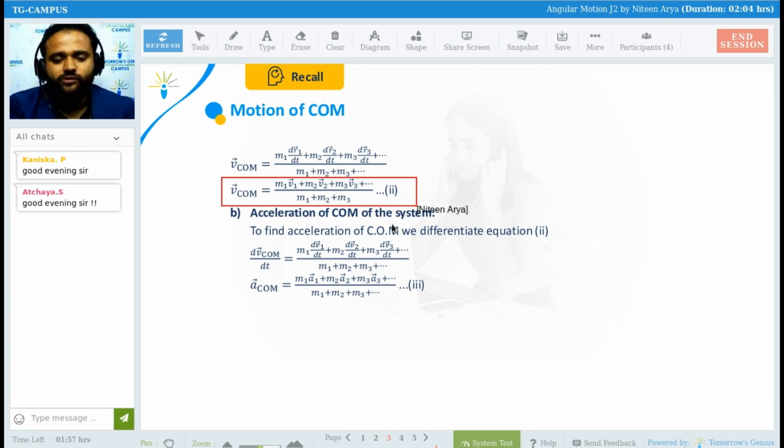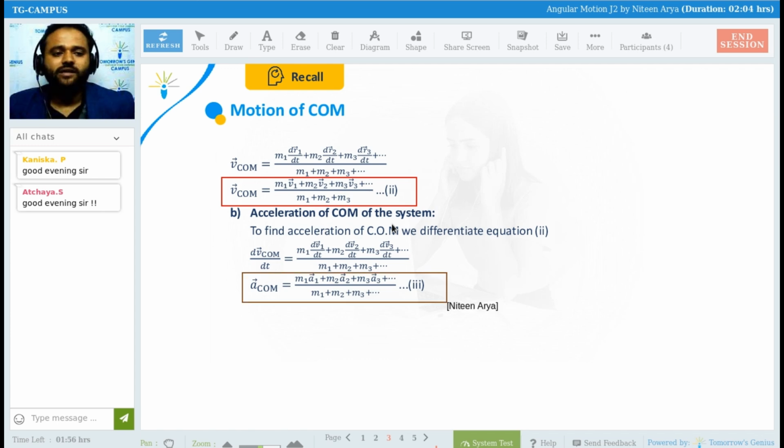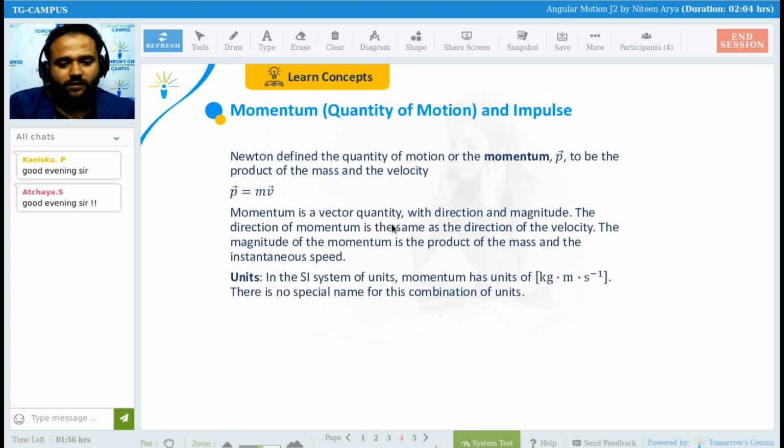In the same sense, if we know the velocity of center of mass and we want to find the acceleration of center of mass, we differentiate equation number 2 again, and we get the acceleration of center of mass, which is nothing but (m1 a1 + m2 a2 + m3 a3) divided by the total mass, m1 + m2 + m3. Clear? Okay, that is the main thing.